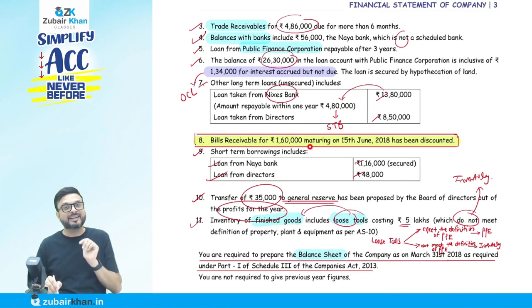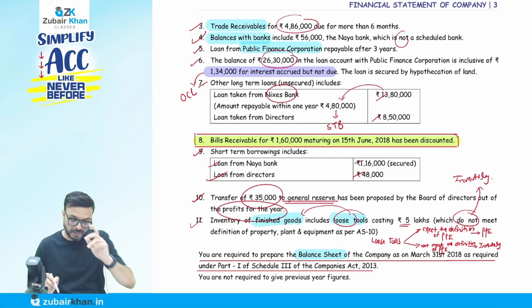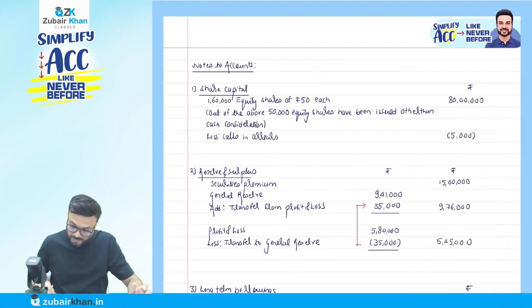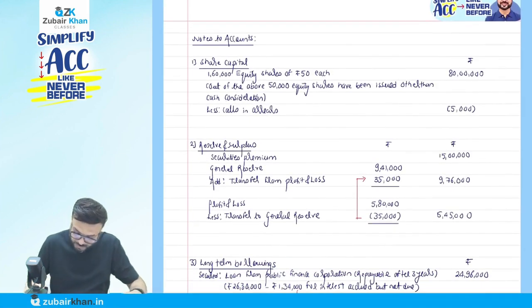You will say, why, sir? It will not come in the balance sheet. It will come as a contingent liability. I will explain it, don't worry. Okay. So do the total here now of all the items, of all notes to account, one by one.